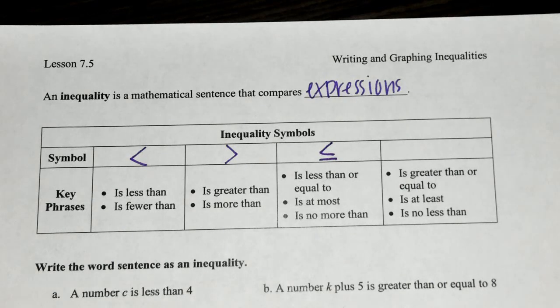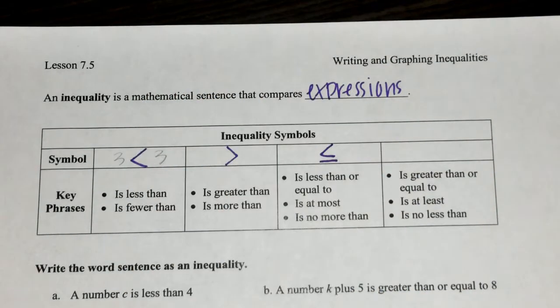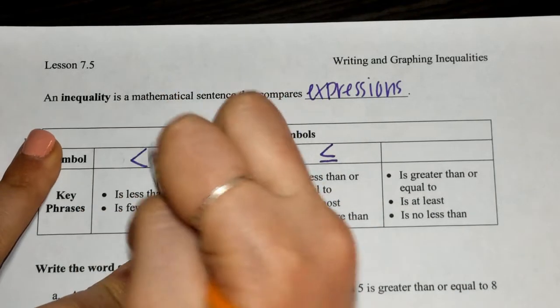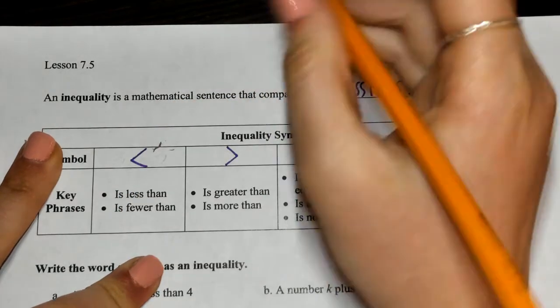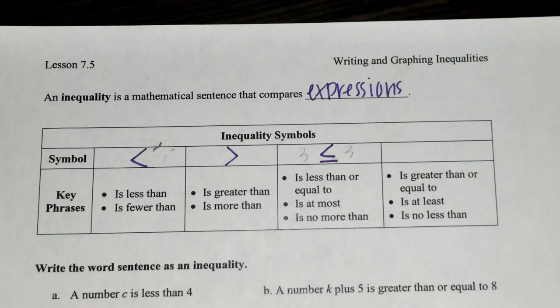Because if we had on here, let me get a pencil. If we had 3 is less than 3 right here, does that make sense? No. So that doesn't work. But what if we have over here, this would mean 3 is less than or equal to 3. Does that one make sense? Yes. So you use that when the number can equal that number.